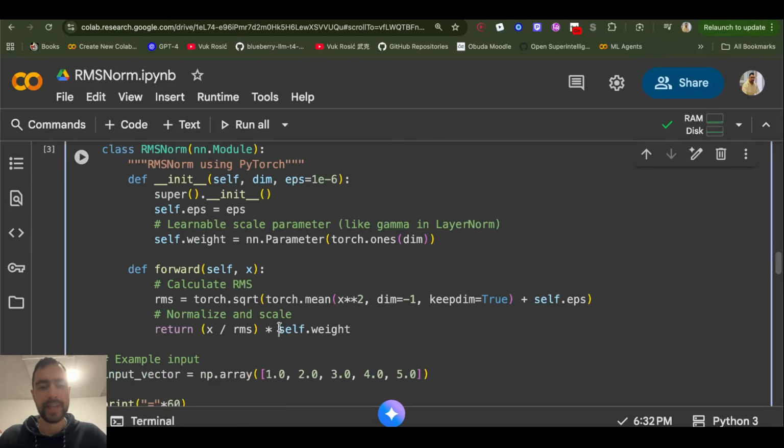And these weights can fix some issues that can happen with normalization, because this normalizing can literally change the information contained within the vector.